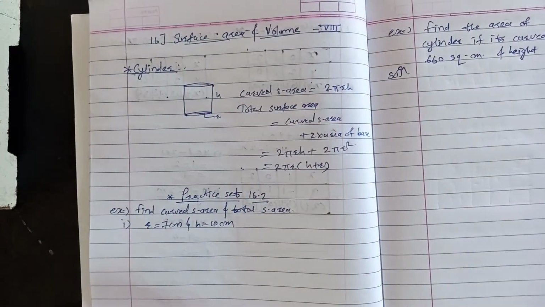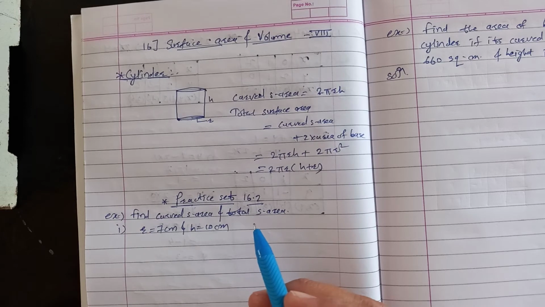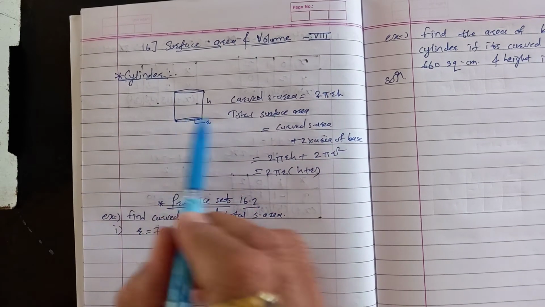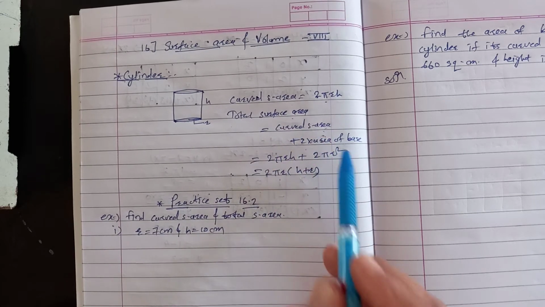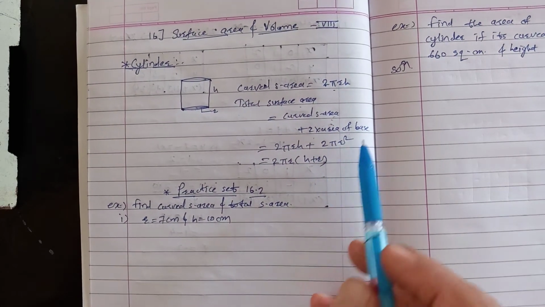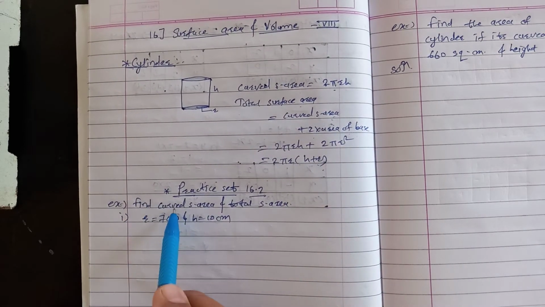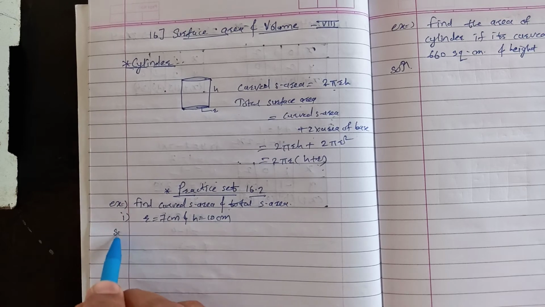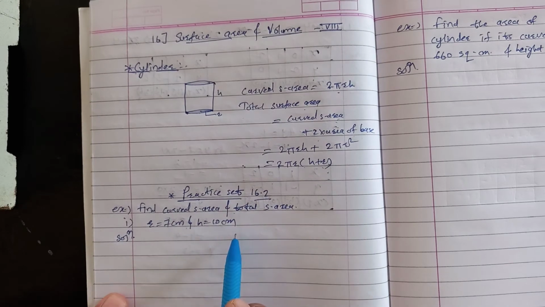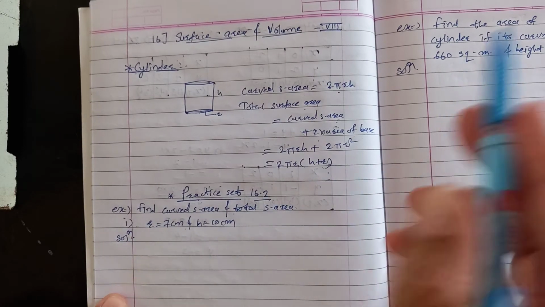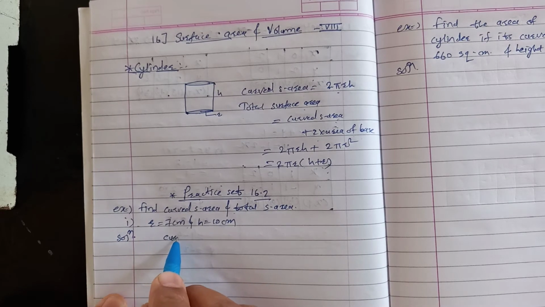Write that formally and solve the example we discussed in your notebook and send the photocopy. See here, this is the cylinder. Curved surface area is 2 pi r h. Total surface area means curved surface area plus 2 times the area of the base, so the formula comes 2 pi r (h plus r). What is the question? Find the curved surface area and total surface area of the cylinder. These values are given. This is the first one, and the remaining 4 examples you have to solve. Okay, so now first we see curved surface area.